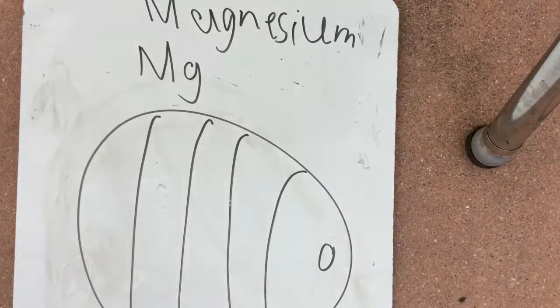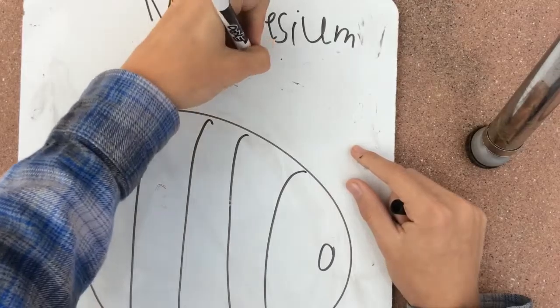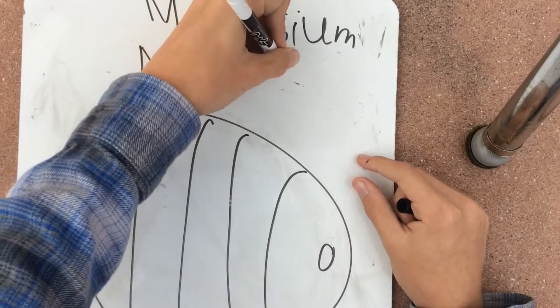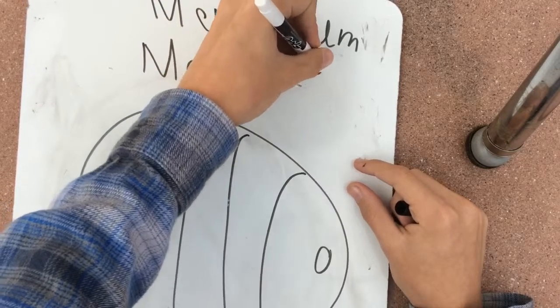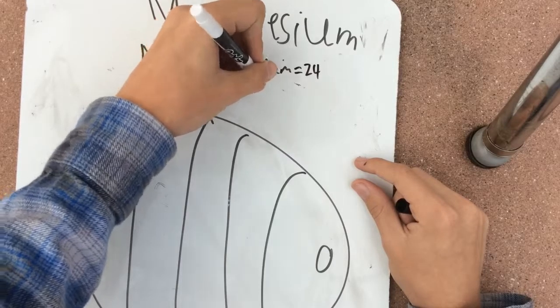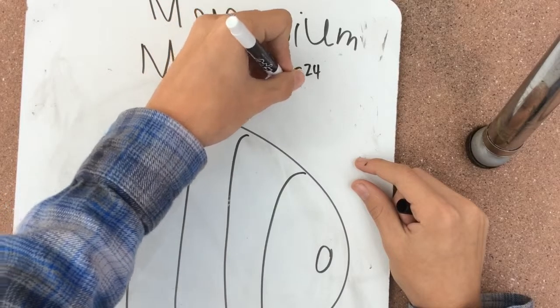Okay, so I'm going to be diagramming a magnesium atom. To start off, you'd get the average atomic mass and round that to the nearest whole number. So in this case, you'd round it, and it'd be 24.